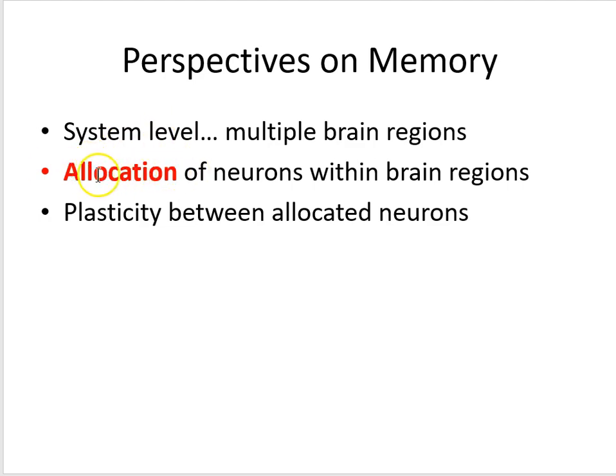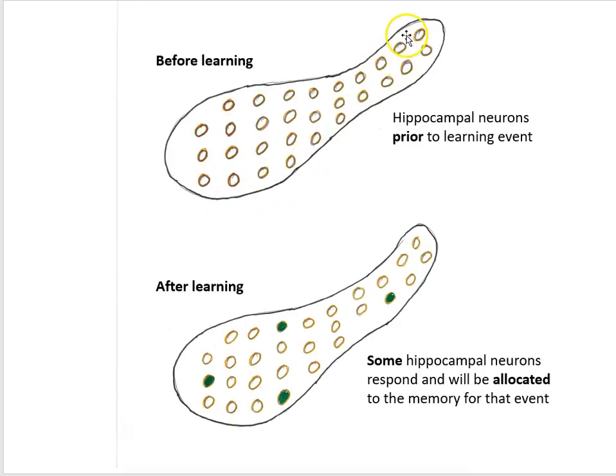So within a brain region, certain neurons, certain brain cells will be assigned to the storage of a given memory. Let's go to the hippocampus again. Let's say here's our little hippocampus, and the circles here would be neurons, brain cells in the hippocampus. And this is just a bunch of neurons. Now, we're not showing any of their connections or anything, but these are just neurons, and this is prior to a learning event. And the idea is, as we learn something, a certain subset of those hippocampal brain cells will respond to that particular learning event.